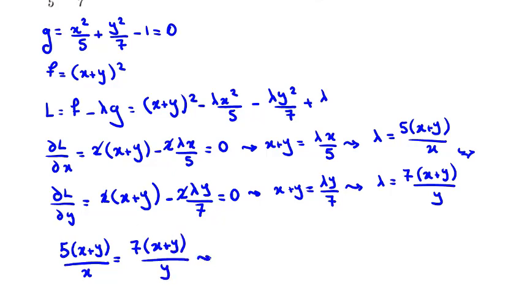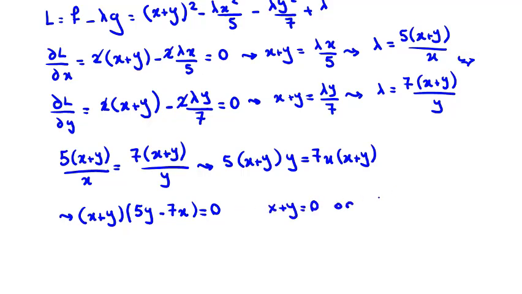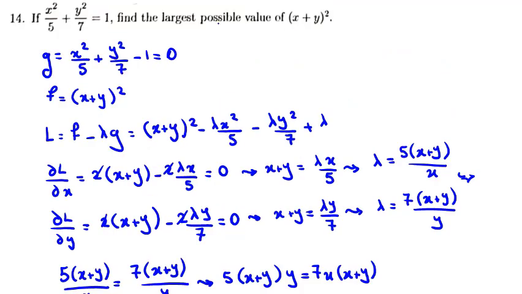Now, if we cross multiply, then we will have 5(x plus y) times y equals 7x(x plus y). Now, if we take everything to the left hand side, then I factor out (x plus y). I have (5y minus 7x). Because it is equal to 0, we have two cases. Case 1, x plus y equals 0, or 5y minus 7x equals 0. The problem says find the maximum of (x plus y) squared.